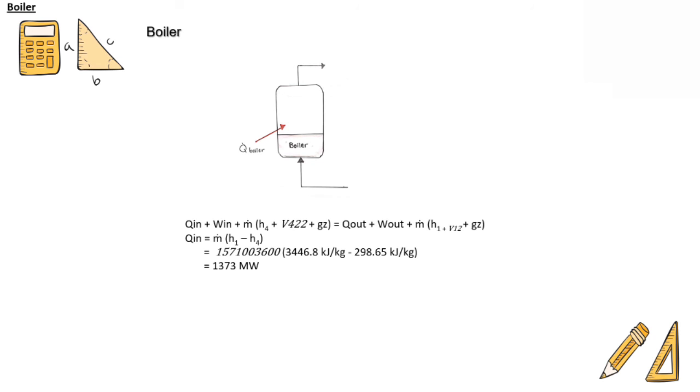Lastly is the energy balance calculation for the boiler. By doing the energy balance calculation, we get that the Q in of the boiler is equal to 1373 megawatt.